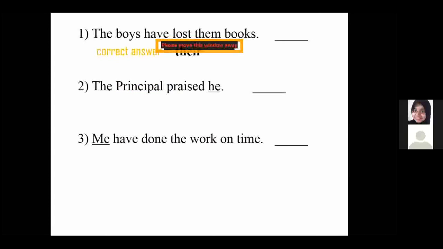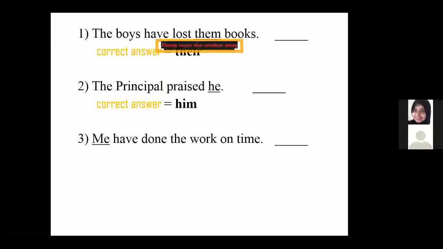Second one, the principal praised he. So here, he is at the end. The principal praised. What should be there? The principal praised him. Yes.